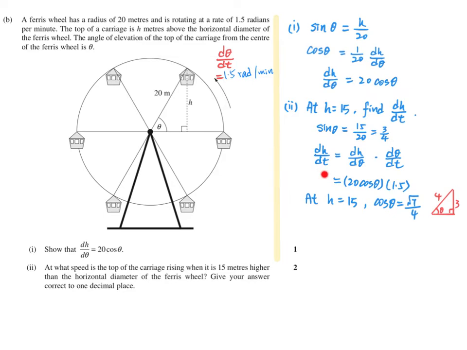The question asks for dh/dt at h equal to 15. When h equals 15, sine theta equals 3 over 4. Now for dh/dt, we need to know cosine theta, since we have 20 times 1.5. At h equals 15, sine equals 3 over 4. In a right angle triangle with opposite side 3 and hypotenuse 4, the adjacent side should be root 7 by Pythagoras theorem. So cosine theta should be root 7 over 4. So we know that dh/dt at h equals 15 equals 19.8 meters per minute.